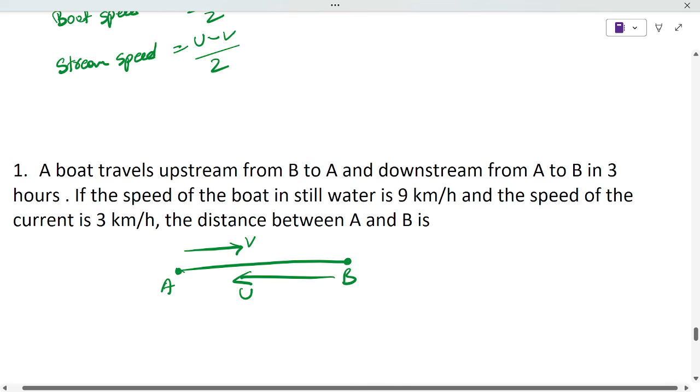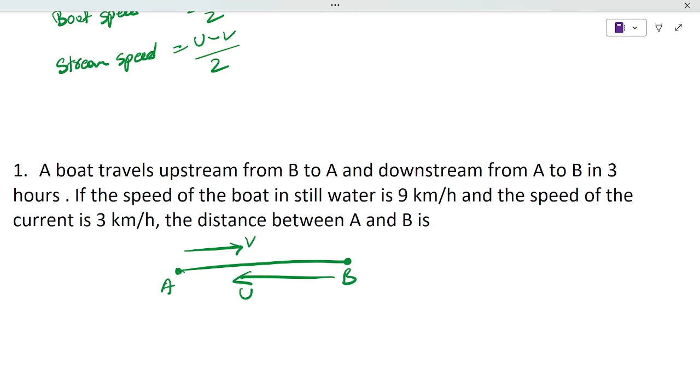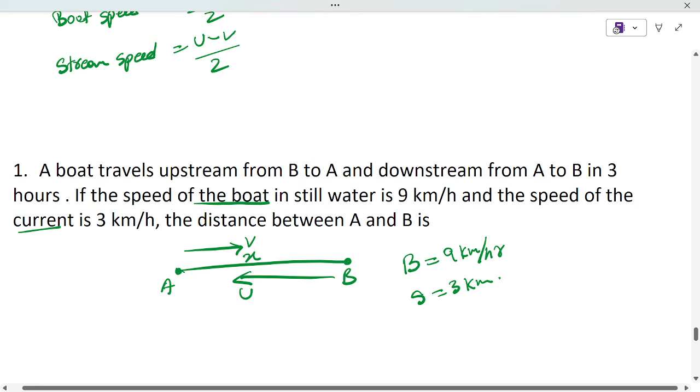Now again in the following question, if the speed in still water, the speed of the boat, is 9 km per hour, and the speed of the current, meaning the speed of the stream, is 3 km per hour, they are asking us to find the distance between A and B. So let's say the distance between A and B is X kilometers.